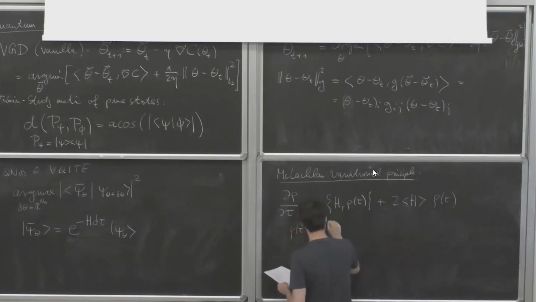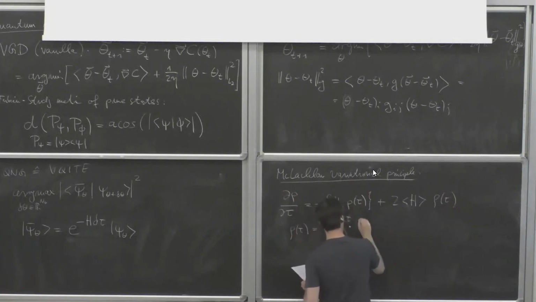So it's like e to the minus H tau, rho of 0, e to the minus H tau, divided by the norm.